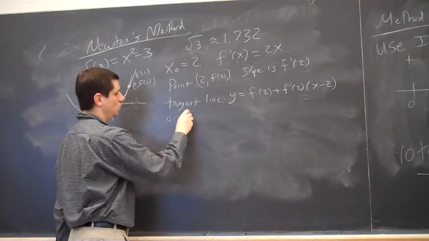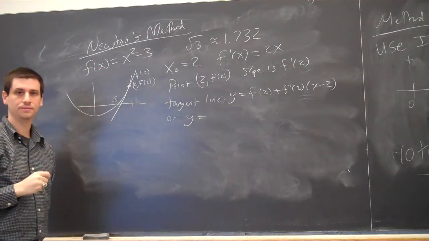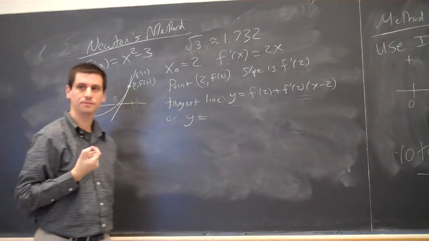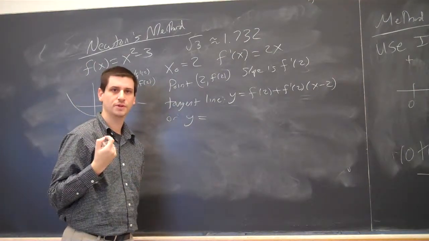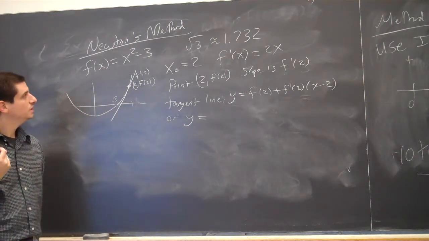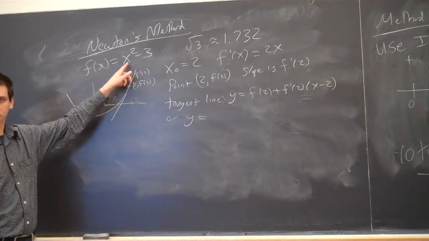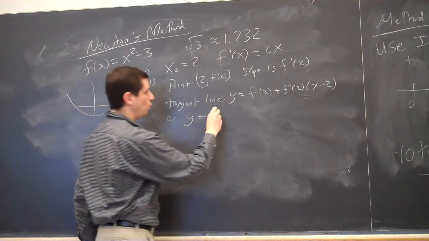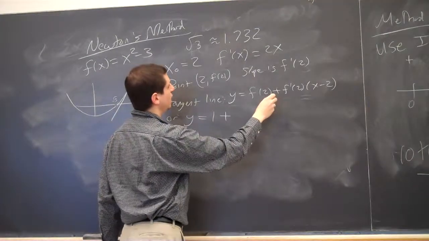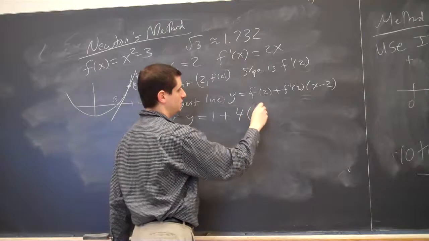Or y equals f of 2, which is what? So I plug in 2 for f of x. I get 1. So I get 1 plus f prime of 2, which is going to be 4, times x minus 2.